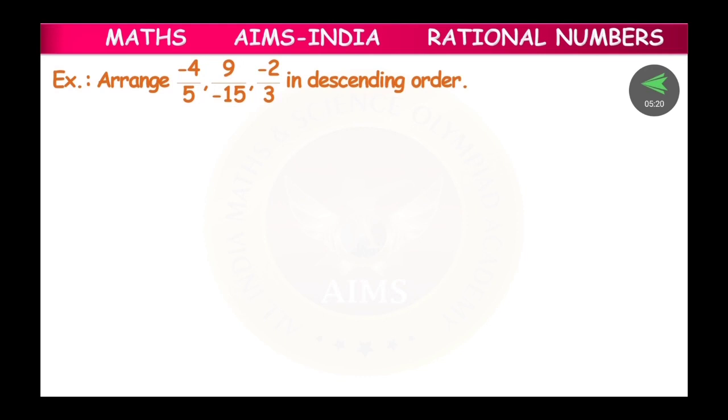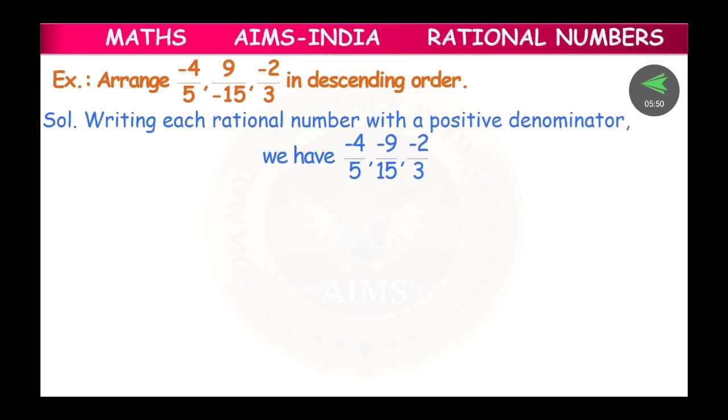So next, after comparison, what can we do? After comparing the given rational numbers, we can arrange them either in descending order or in ascending order. First we have to compare, and after that we can arrange them in whatever order we want. Now, here they have given a question. They have given 3 rational numbers and they are asking us to arrange them in descending order.